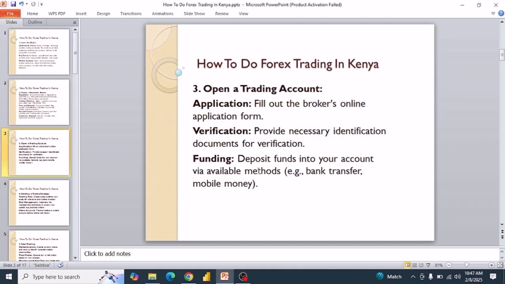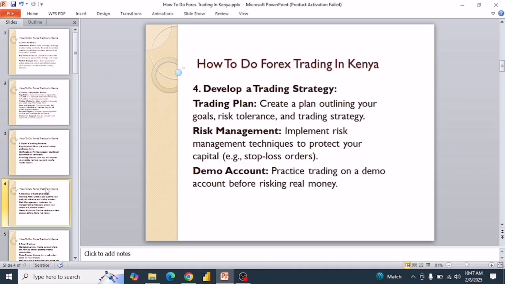So now you have already understood what forex trading is, and you want to open an account. For you to open an account, you just need an email address, your name, and also an ID card for you to verify your account, and then a bank account or an M-Pesa account, or somewhere you'll be able to deposit and withdraw money. Then after depositing your money, the next step is to discover a trading strategy.